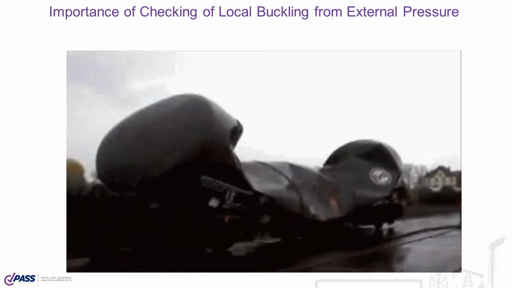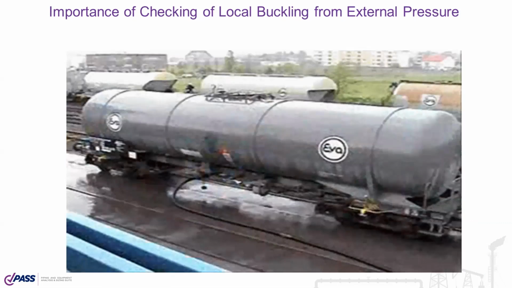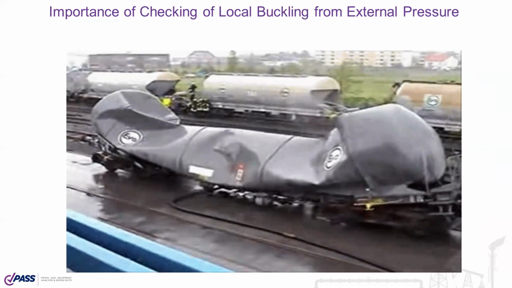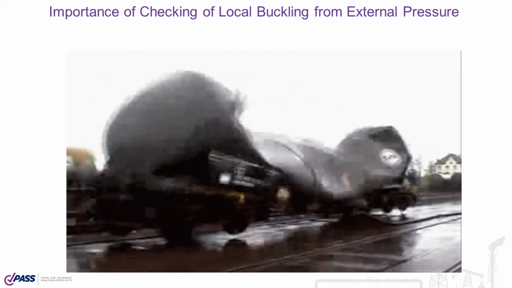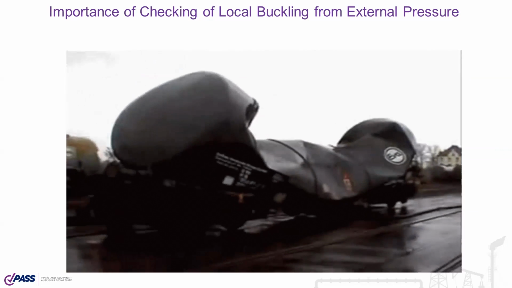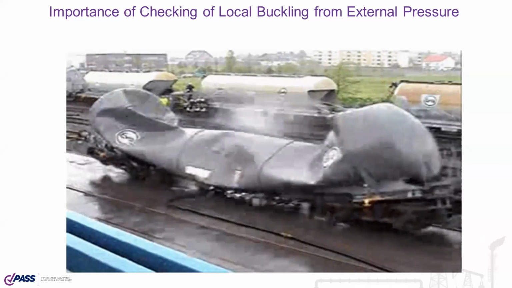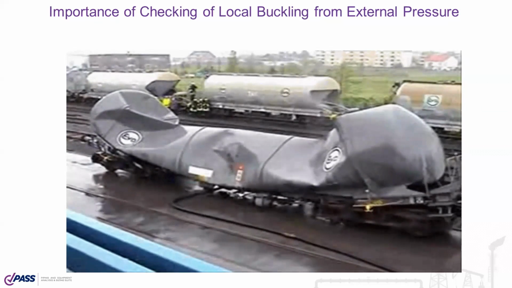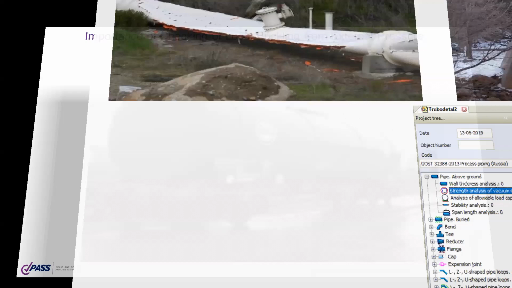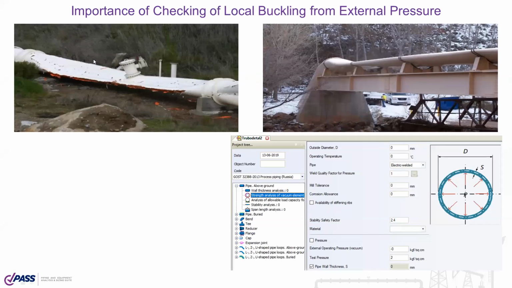Also, it is important to check the vacuum piping under external pressure. StarProf allows you to check the piping system for external pressure. Also, here you can see the result of buckling of a steam piping system under the external pressure.